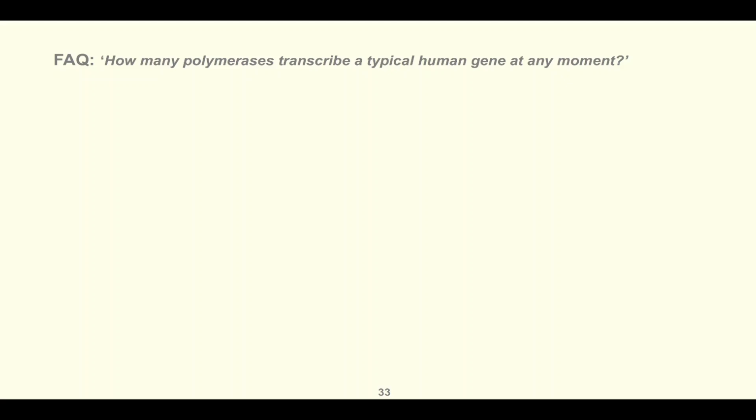I begin by considering polymerases productively transcribing typical genes. In this case, many people believe that an active bacterial or mammalian gene is transcribed by many polymerases at any particular moment. But the evidence is against this. Then I consider non-productive transcription, which seems to occur much more often.